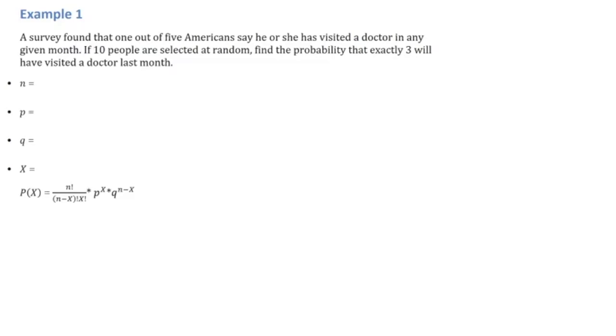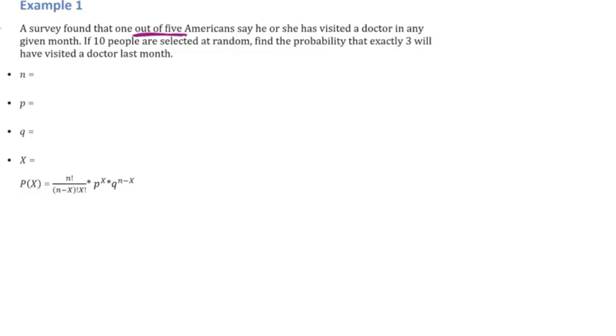So this is example 1 for the binomial probability distribution chapter. A survey found out that 1 out of 5 Americans say that they have visited the doctor in any given month. 10 people were selected at random, and we want to find the probability that exactly 3 would have visited the doctor in the last month.